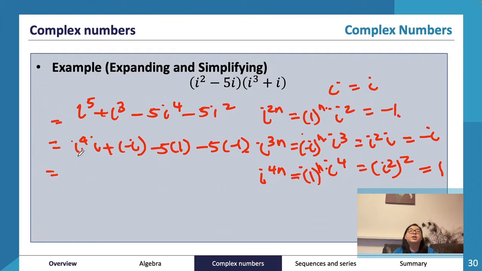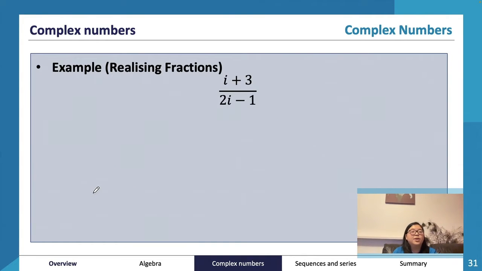So what we're going to get here is i to the power of 3 is -i, and then we get positive i, because i to the power of 4 times i is just i. And then we get +i, minus 5, plus 5. So all in all, we can see everything cancels out, and we're just going to get 0. So that is my expanding and simplifying. So it all simplifies to 0 here.